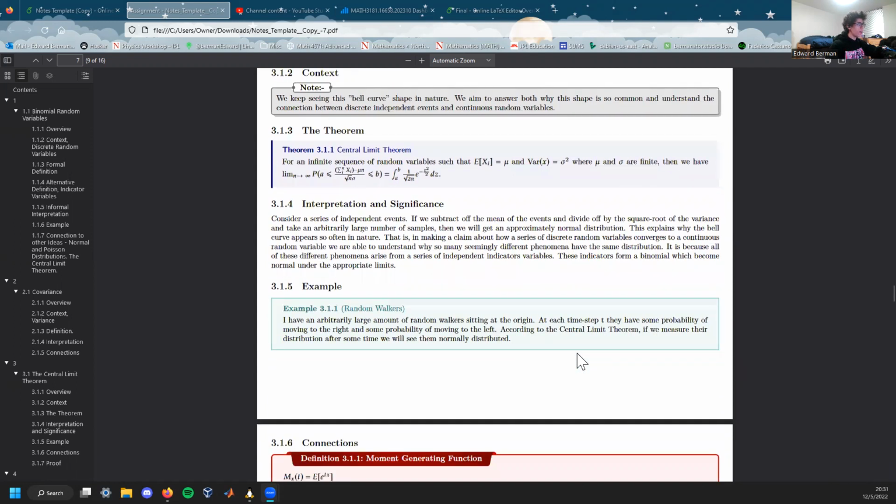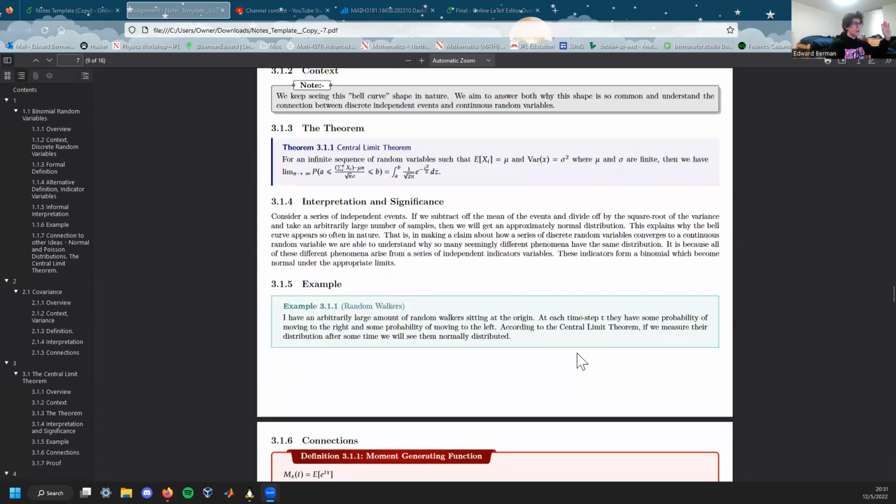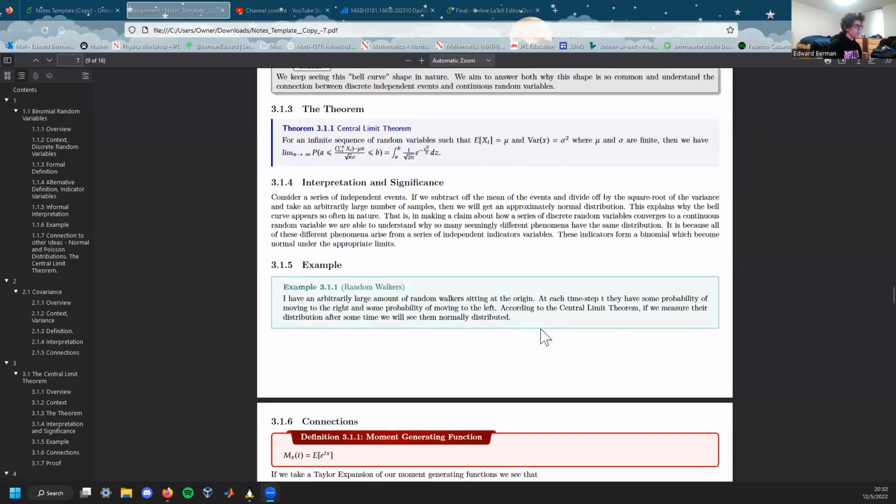So as an example, I have an arbitrary number of walkers, maybe like particles that start in the center of a pool and they can drift through the water left or right. The classic example is pollen in water. Brownian motion might be a term you're familiar with. Let's say we start at the origin. At every time step t, they have some probability of moving to the right and some probability of moving to the left. According to the central limit theorem, if we measure their distribution along the number line after some time, we will see them normally distributed.